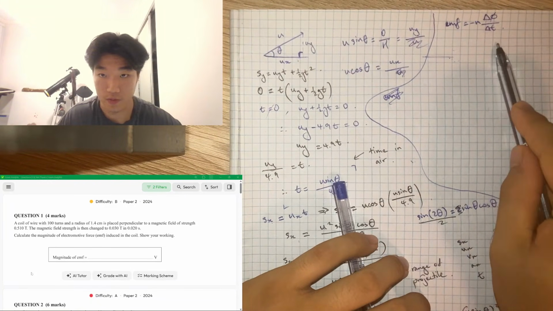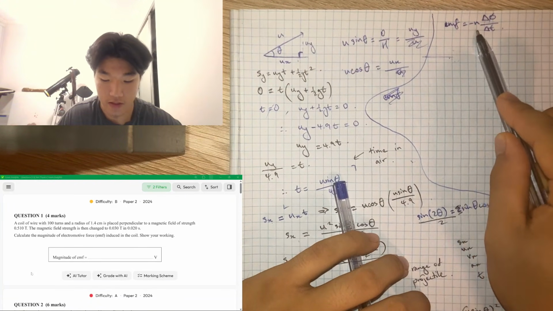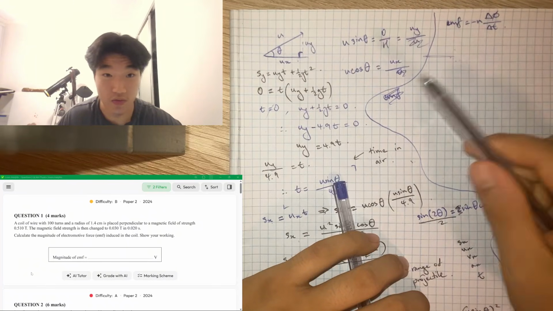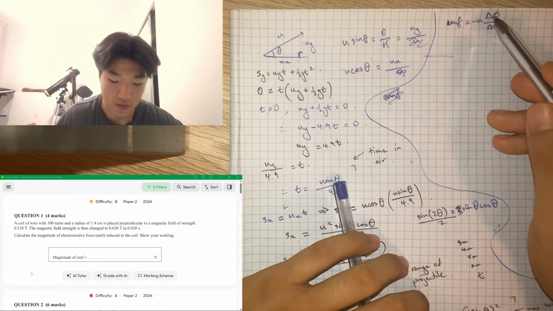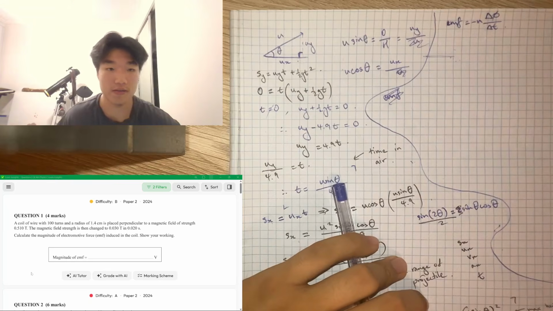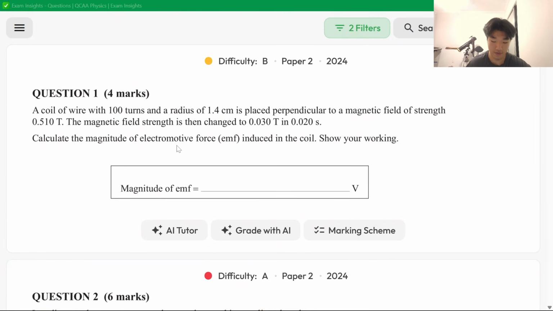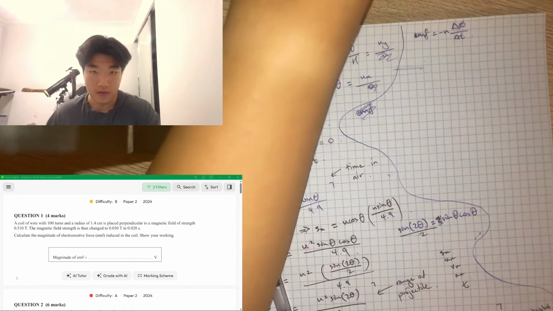Okay, so we're going to use this formula. EMF equals negative n, which is the number of turns or the number of loops, multiplied by the rate of change of magnetic flux. Okay, so it's given that there's 100 turns, so n equals 100. Radius would be involved in the area. So let me just write this all down.